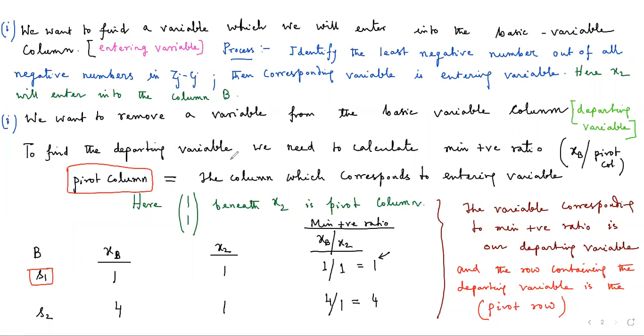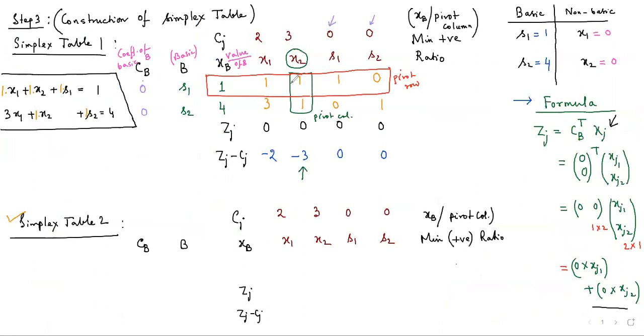So my entering variable was x2 and x2 was situating in this column. So this becomes my pivot column. Departing variable is this one. This is my departing variable. It is situated in this row. So this is my pivot row.